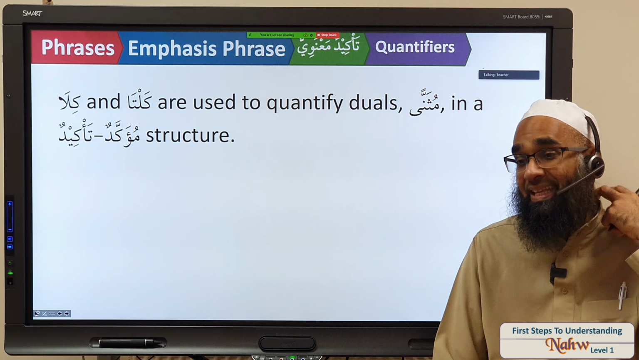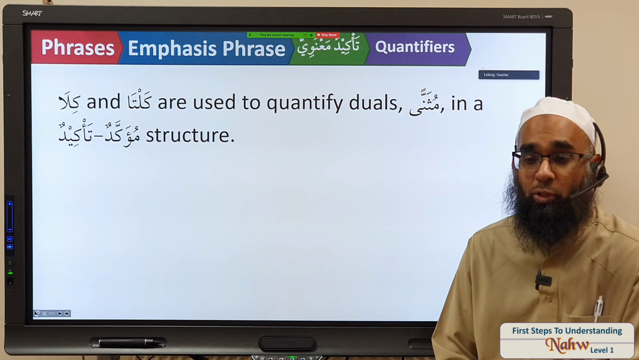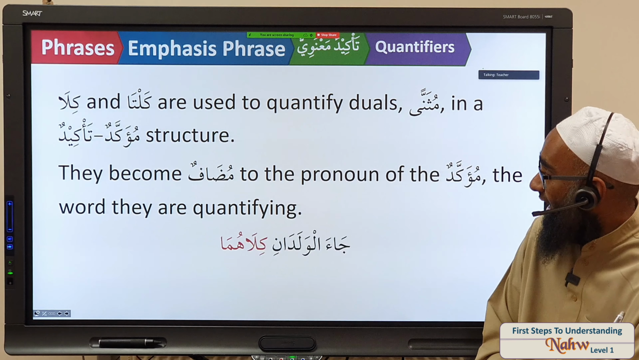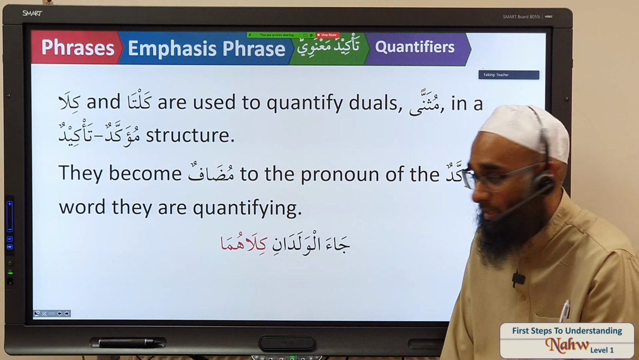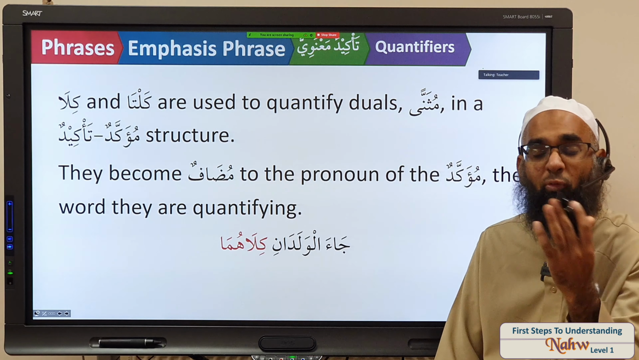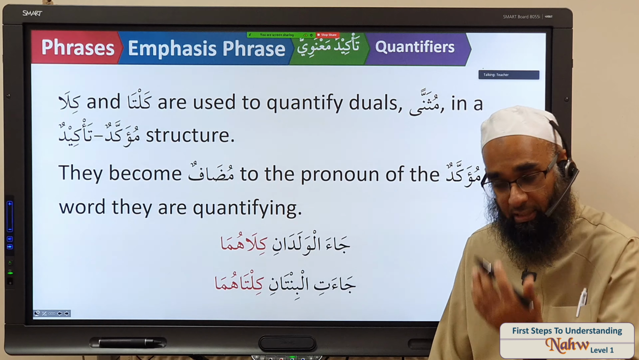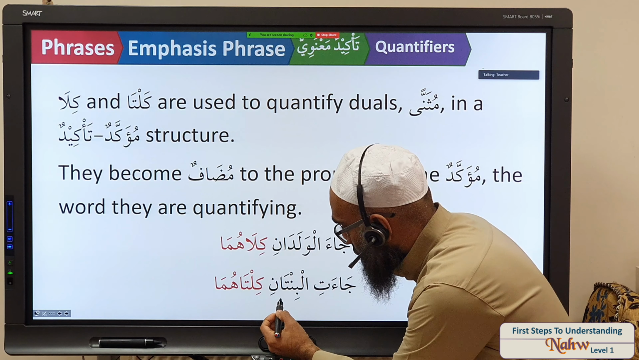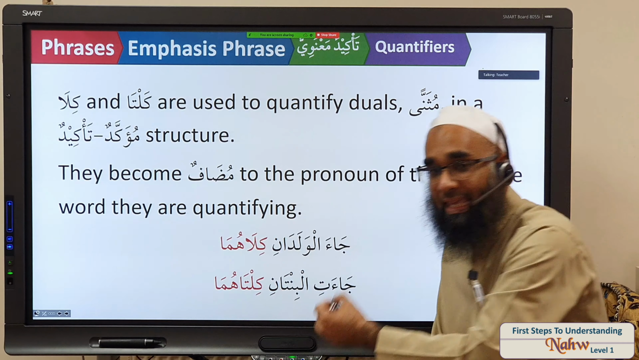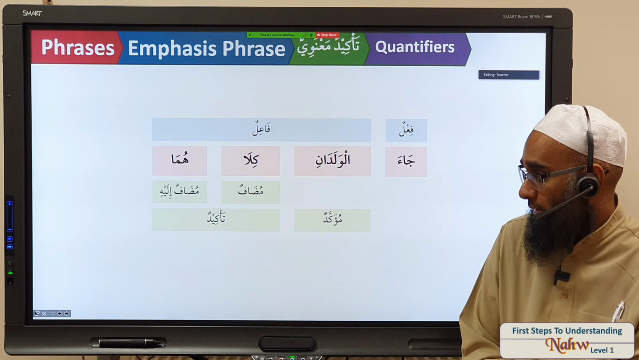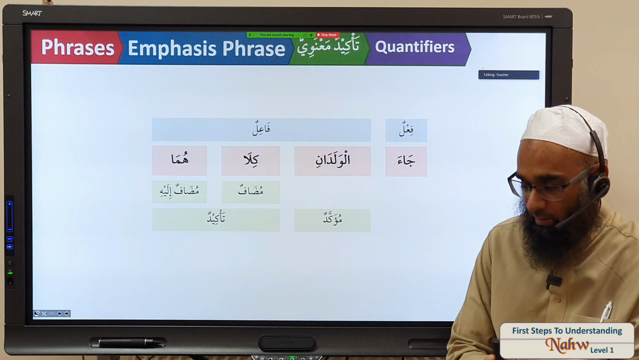And the first one of these is the word kila and kilta. So kila and kilta are used to quantify duals. What are they used to quantify? Duals. So the word kila, so look, ja'al waladan kilahuma. So waladan is mu'akkad and kilahuma the ta'keed. And kilahuma means both. The children came, both of them, both of the children came. If it's feminine, you say ja'at bintan kiltahuma. So now you have bintan, a dual. You quantify the dual and say both of them. So kilta becomes the mudaf, huma becomes mudaf ilayh, and that becomes the ta'keed of the bintan. Understood? And the tarkeeb will be like this. So ja'a fa'il, mu'akkad, ta'keed, mudaf, mudaf ilayh. Do you understand?